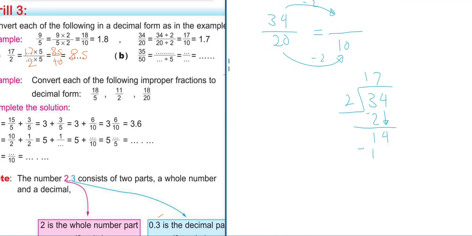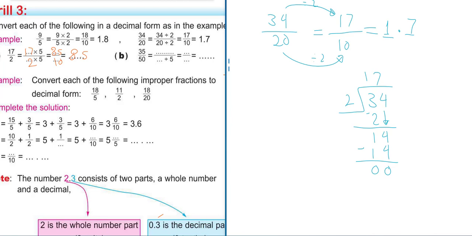4 minus 4 equals 0, and 1 minus 1 equals 0. So 34 divided by 2 equals 17. Now put the decimal point. We have only one decimal space, so put 7, and the whole number here we put 1. So 1 and 7 tenths, all 1.7.